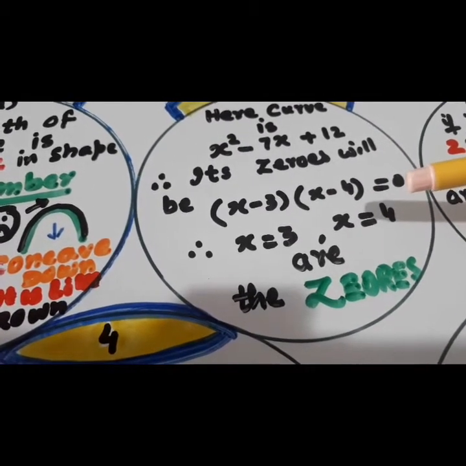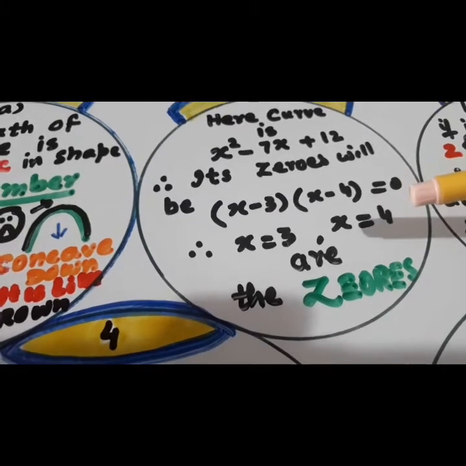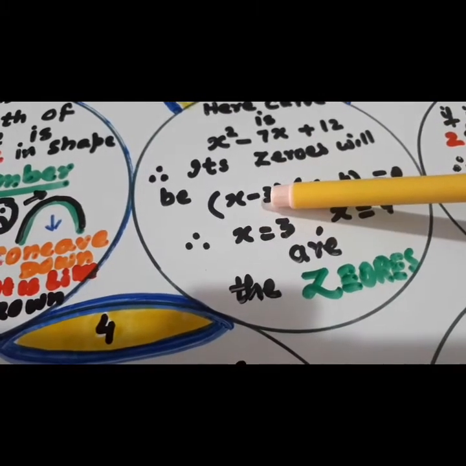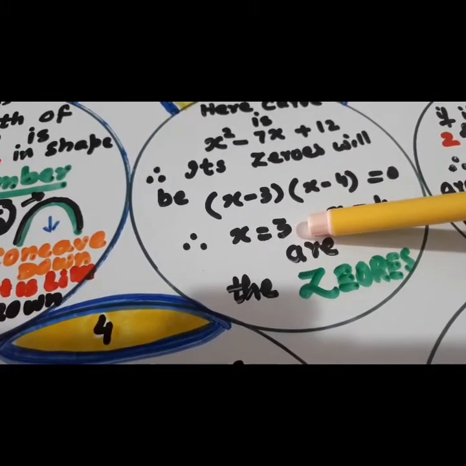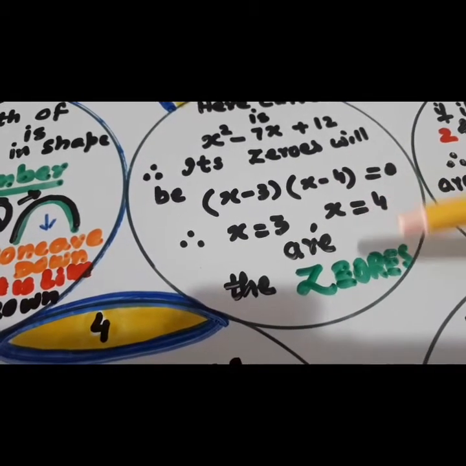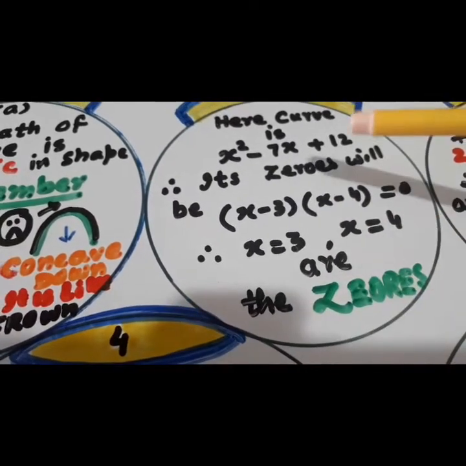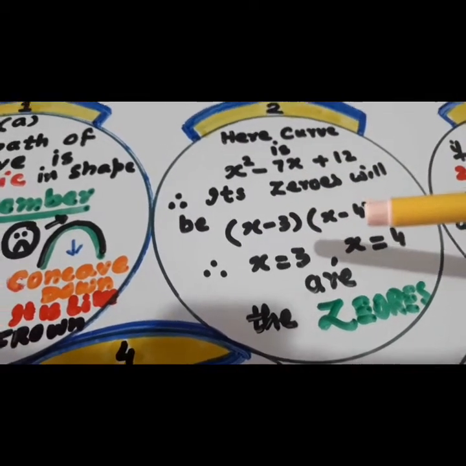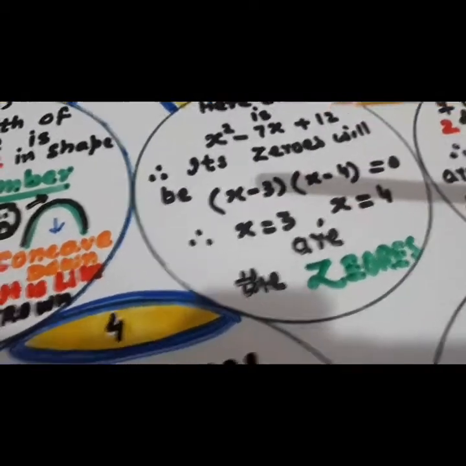Put it equal to 0. We want to find the zeros. From here we will get x minus 3 is 0, x is 3. From here x minus 4 is 0, x is equal to 4. These are the zeros. So the second part is done. Now let us go to the third one.